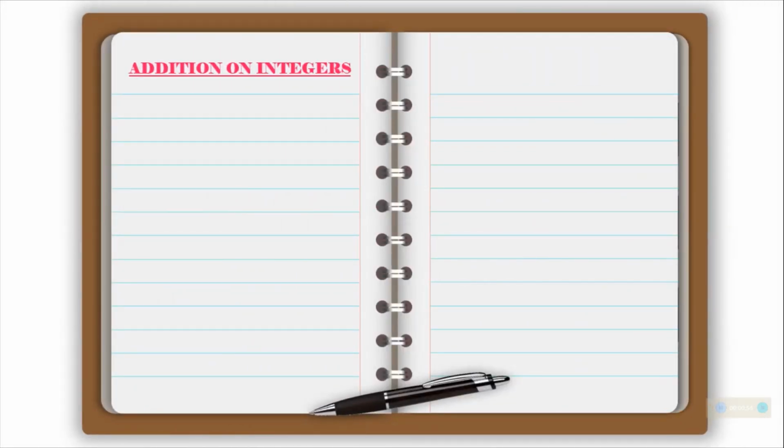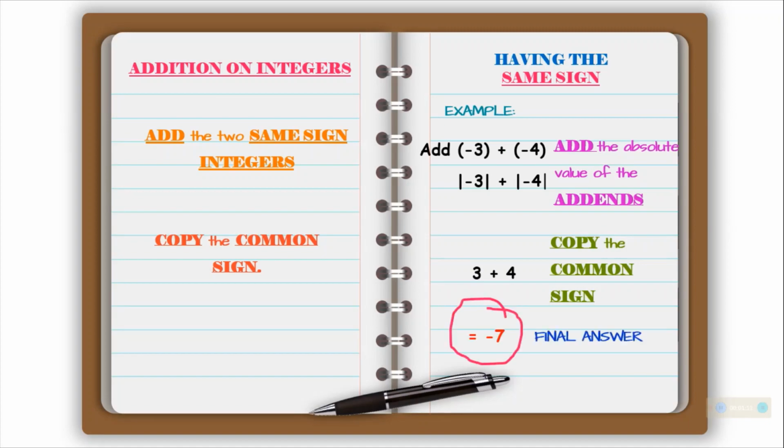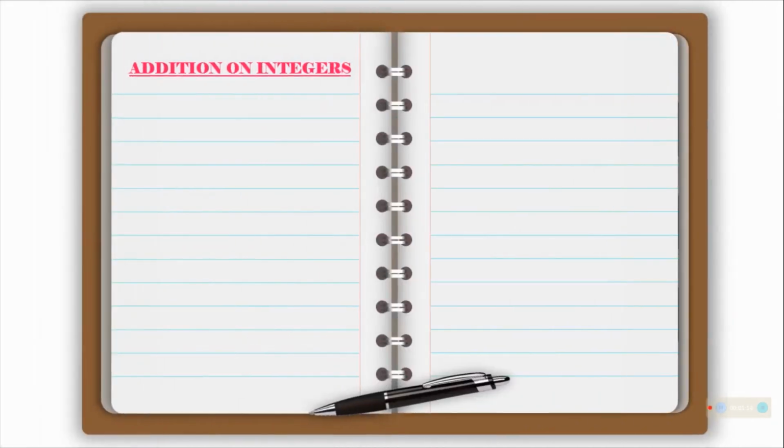Next, add negative 3 plus negative 4. Add the absolute value. So that will be 3 plus 4. And then copy the common sign which is negative. So the answer is negative 7. Next.